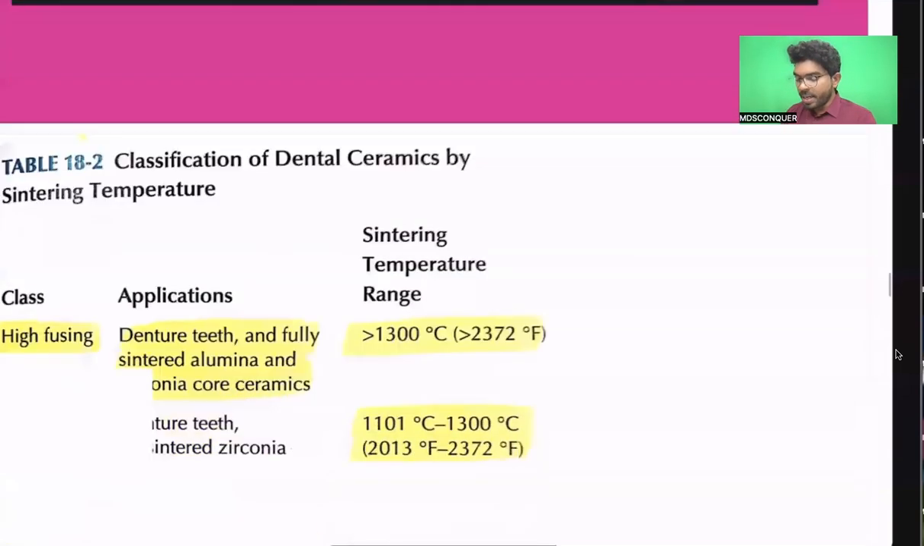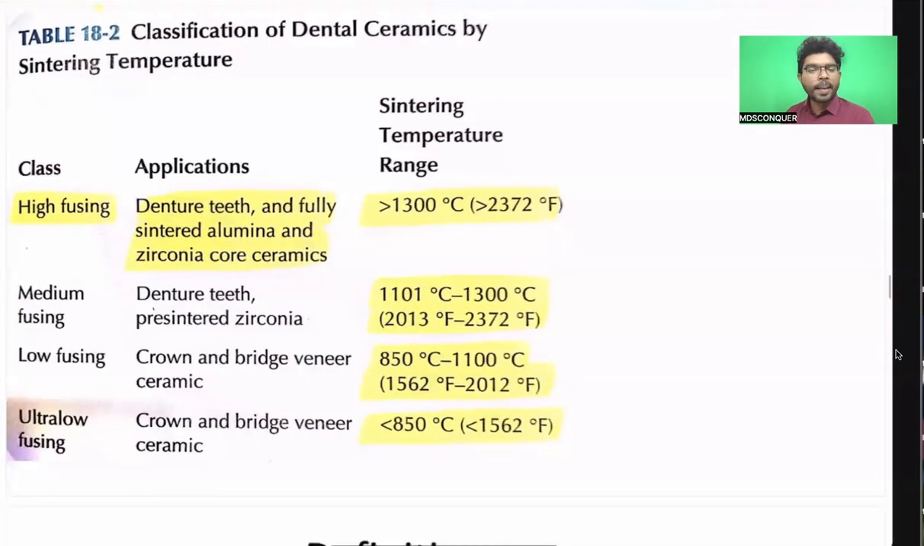Jumping into the sintering temperature classification: repeated two times in the last 5 years of NEET examinations, and of course repeated many times in INI-CET also. So it is mandatory that you make a note, keep it in the checklist and revise it again and again. The first and foremost important thing is temperatures. They can ask in centigrade or in Fahrenheit. High fusion is more than 1300 degrees centigrade or more than 2372 degrees Fahrenheit.